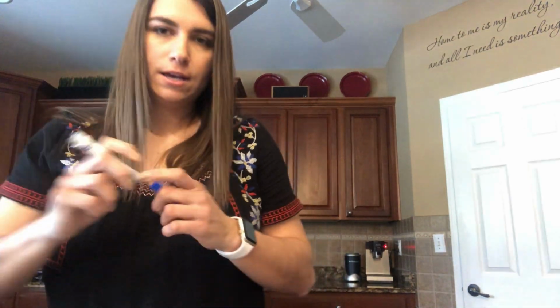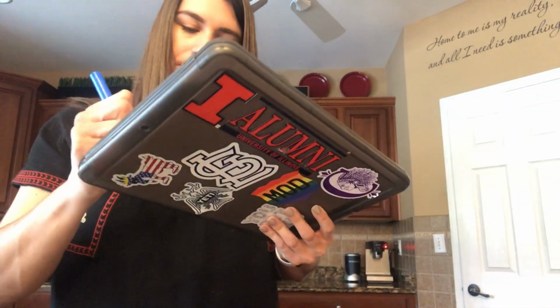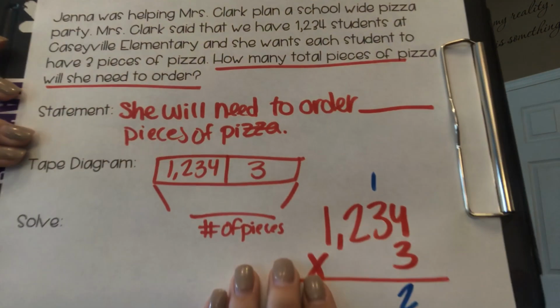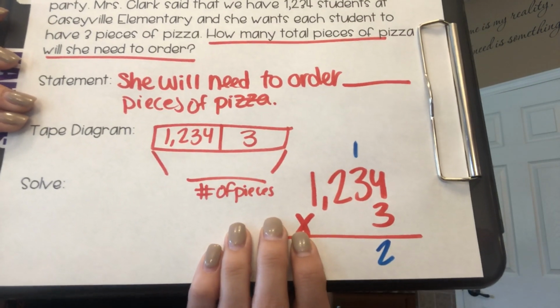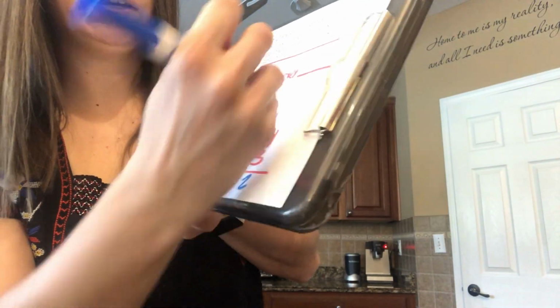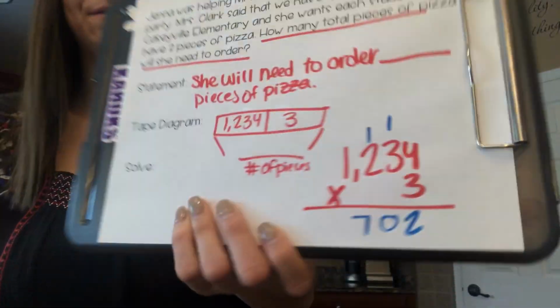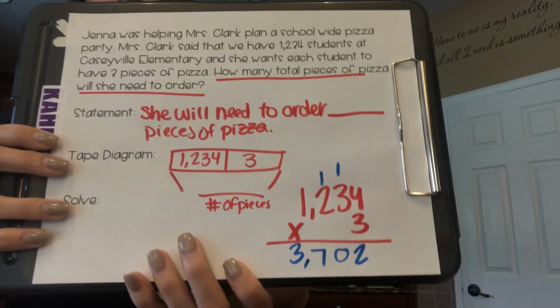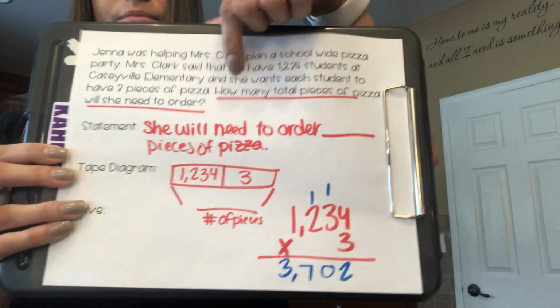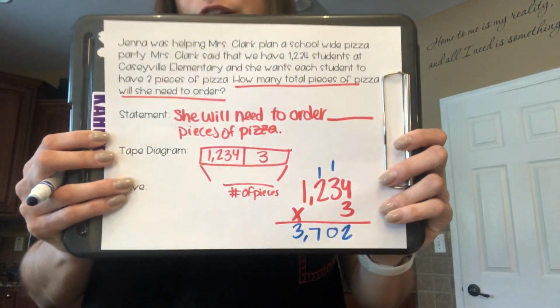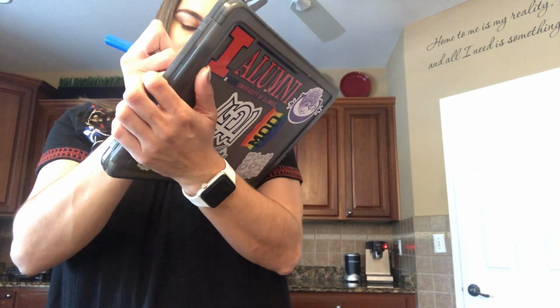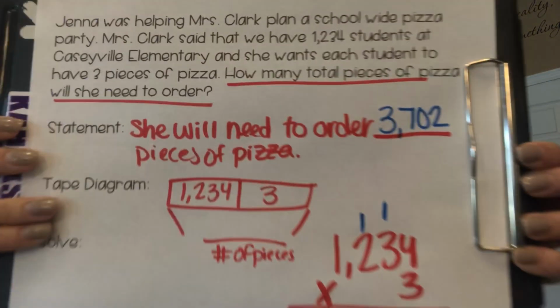All right, so now we're going to solve it. So 3 times 4 is 12. 3 times 3 is 9, and 9 plus 1 is 10. So I write my 0, carry my 1. 3 times 2 is 6, and 6 plus 1 is 7. And 3 times 1 is 3. So I should get 3,702. So that's how many total pieces of pizza she's going to need to buy. So we're going to write that on our blank line here. So she's going to need to order 3,702 pieces of pizza.